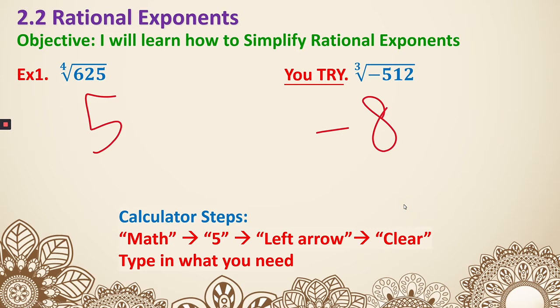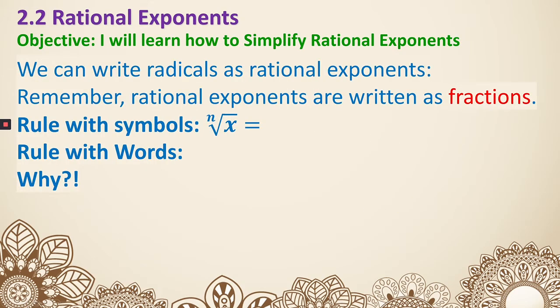Okay, now let's move on. We can write radicals as rational exponents. Make sure you actually understand what the difference is. Remember, rational exponents are written as fractions. Here is the rule with symbols. We start with this radical, the nth root of x. When we want to rewrite it as a rational exponent, we keep the x, the base is still there, but for the exponent, we have this n, and we're going to write it as 1 over n.